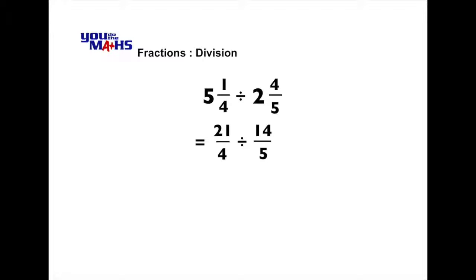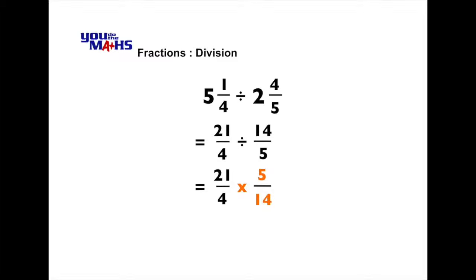The process for division of fractions is now very similar to multiplication. What we need to do is invert the second fraction, that's the one after the division sign, and change the operation to a multiplication. So it now becomes multiply by 5 over 14.